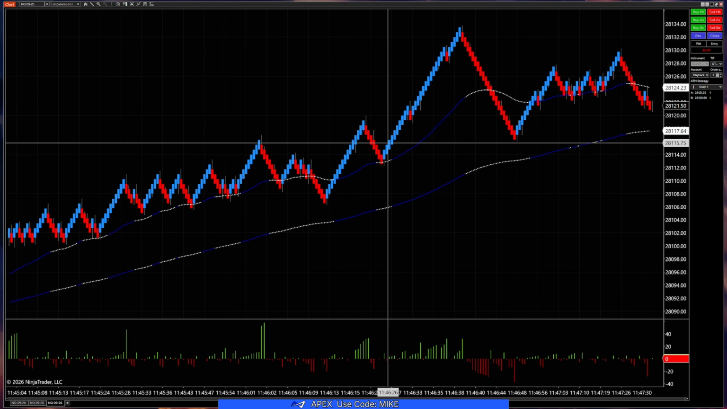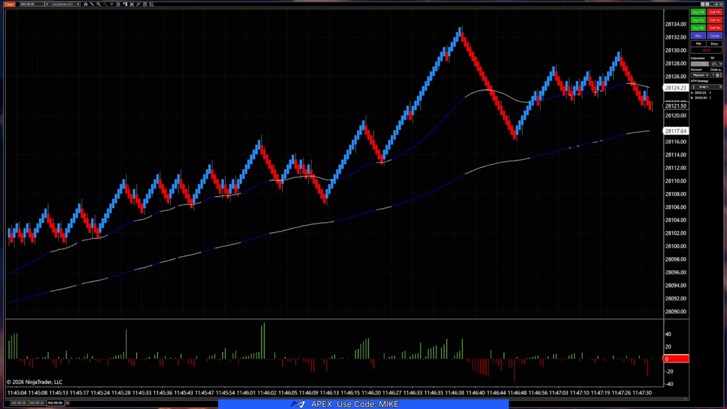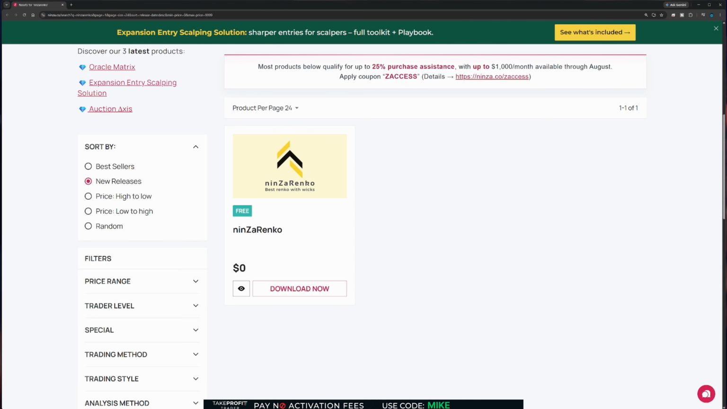Now I started using this type of Renko chart probably back in 2016, 2017-ish, when I switched from the other platform I was trading with, coming over to NinjaTrader. And I was looking for volume profile tools. This is way back before NinjaTrader had their own volume profile tools. And there's a company that I purchased my volume profile tools from.